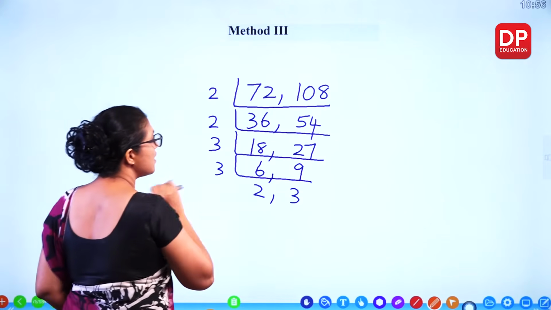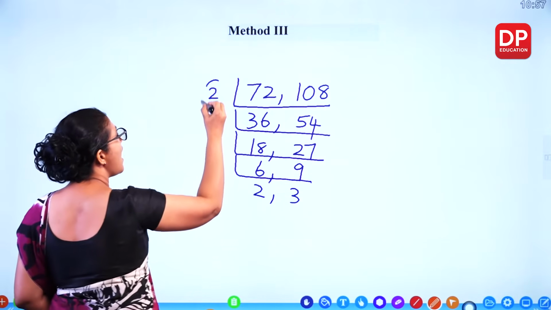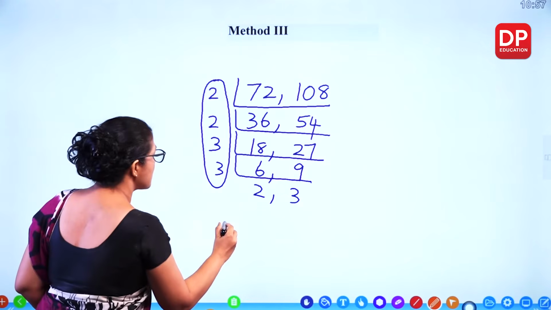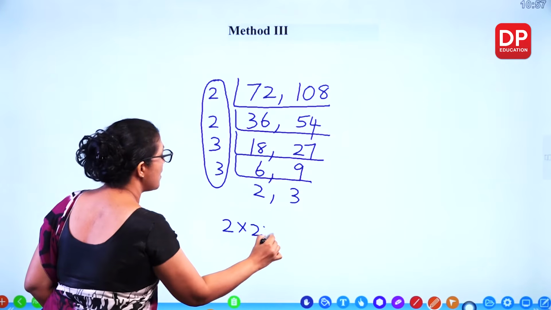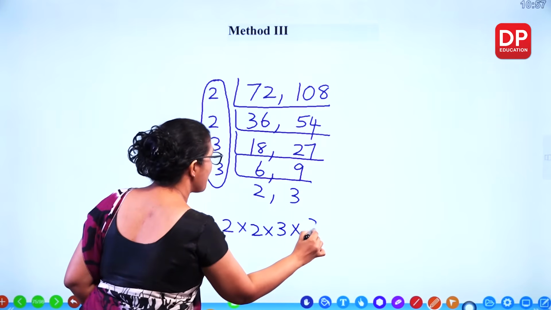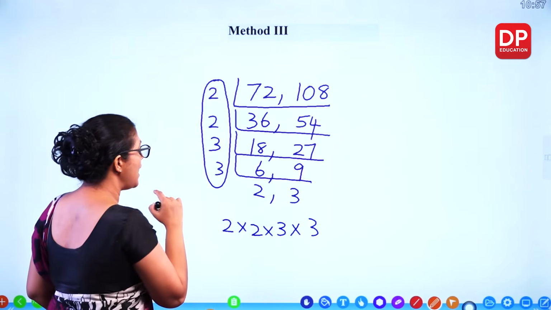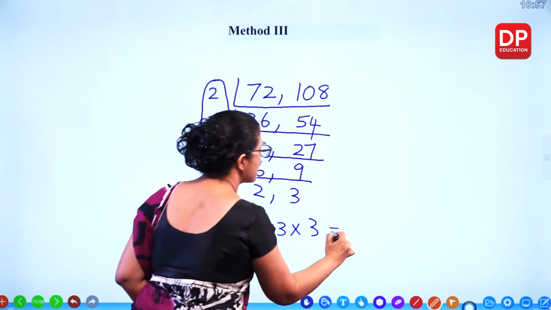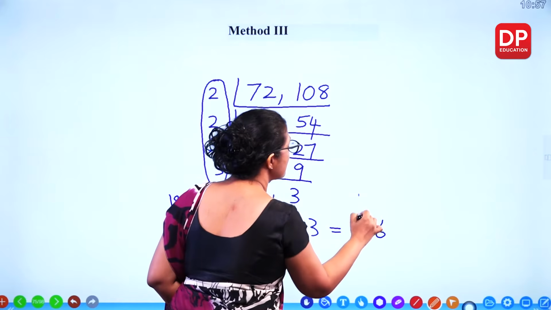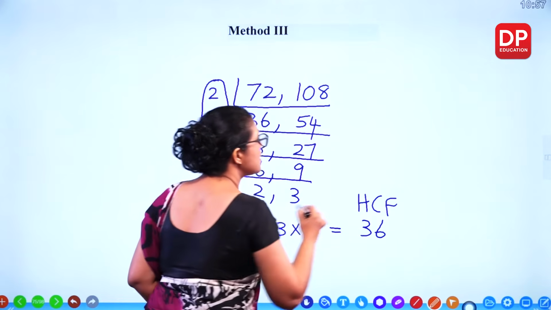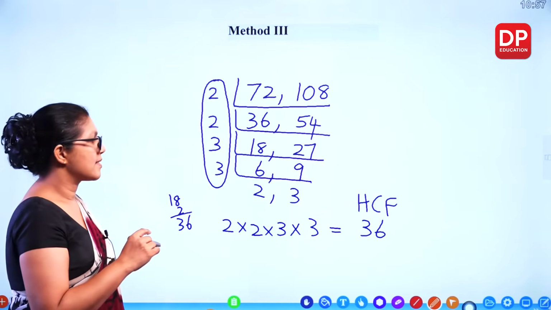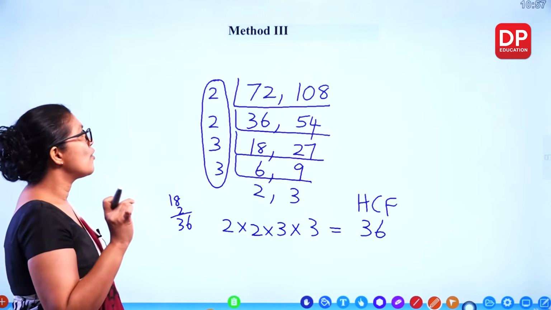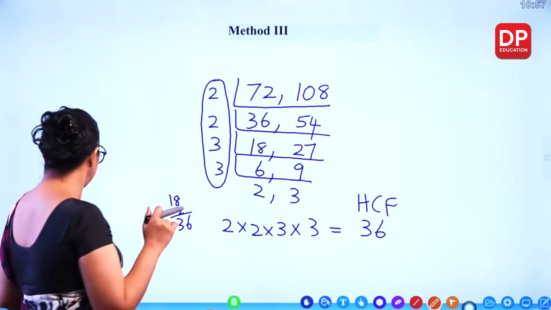Till you get these common factors and then you can multiply these common ones. 2 times 2 times 3 times 3. 9 times 2, 18. 18 times 2, 36. So, highest common factor is 36. So, we did 3 ways to find out the highest common factor.